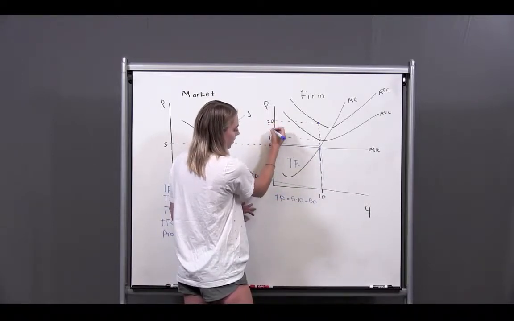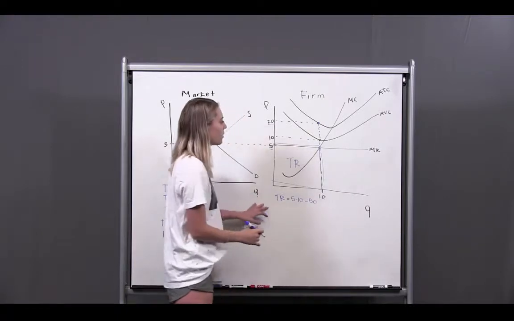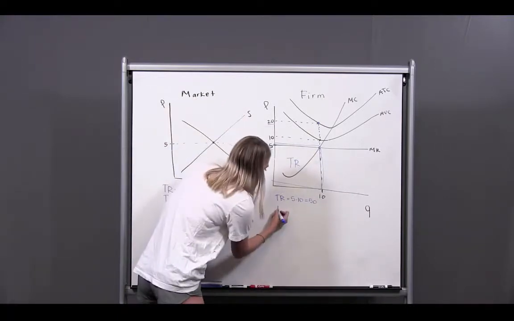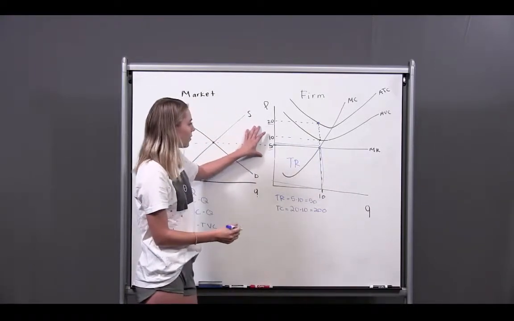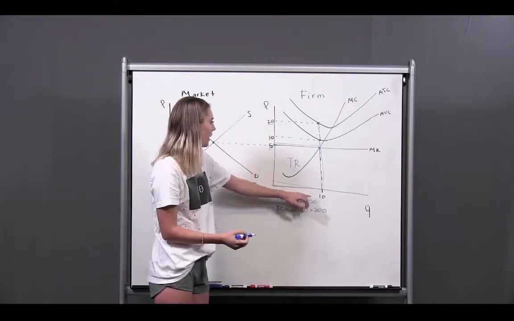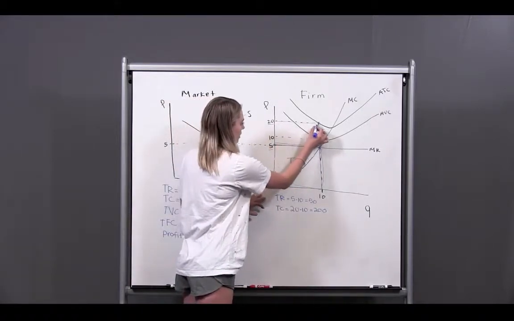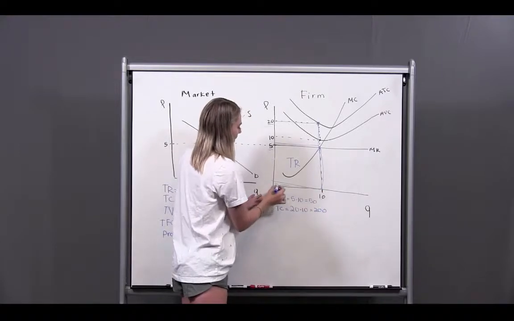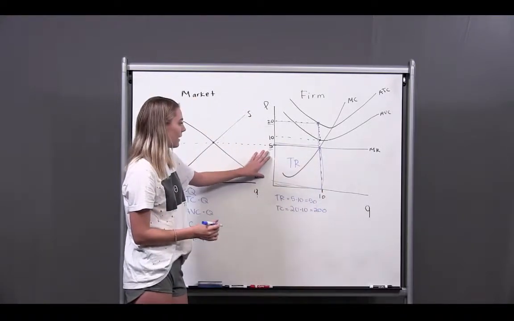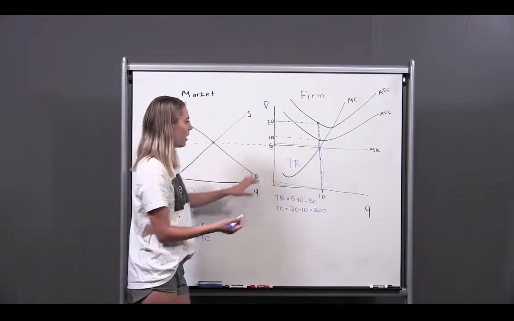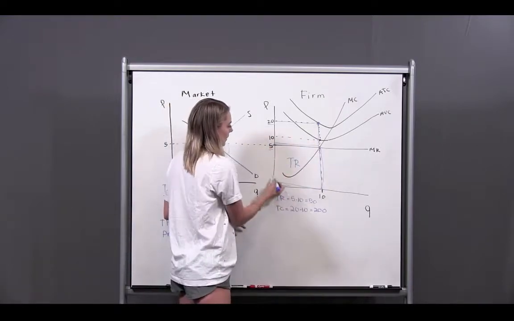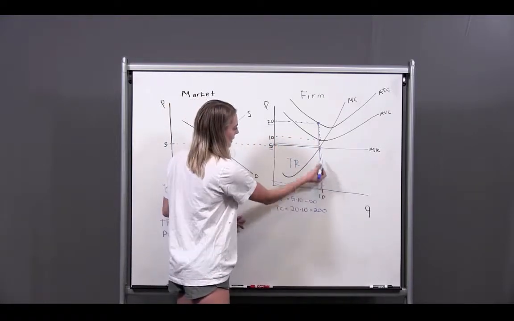So this price is 20 and the quantity is 10, so we can multiply those two to find our total cost. So that tells us that the total cost of producing 10 units of output is $200, which is also this rectangle right here. And just by looking at this, we can see that this firm is operating at a loss because their total cost is this rectangle and their total revenue is this much smaller.